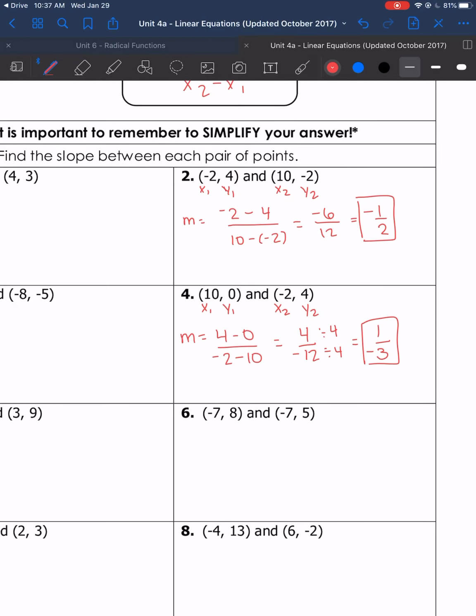6. I'm going to label my points. x1, y1, x2, y2. M equals 5 minus 8 over -7 minus -7. Helps if I write it correctly. Minus a -7, so that'll become a +7 here in a minute. 5 minus 8 gives me a -3 in the numerator, and -7 plus a 7 gives me a 0. But remember, we talked about in our last video that no, 0 on the bottom is not okay, so it's undefined.